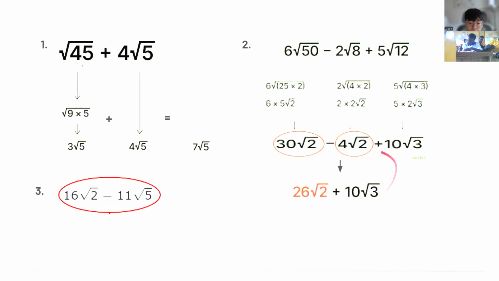Does everyone understand how to solve or simplify this equation? Do you have any questions?